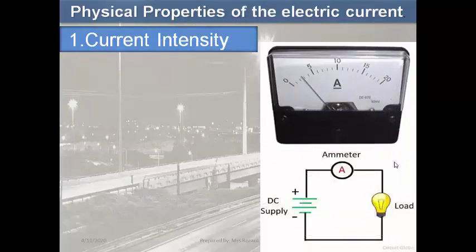Current intensity is going to be measured with a meter. A meter is connected in series in the electric circuit. As you might see here in this electric circuit, it is connected in series.